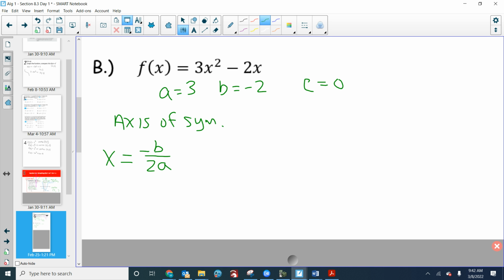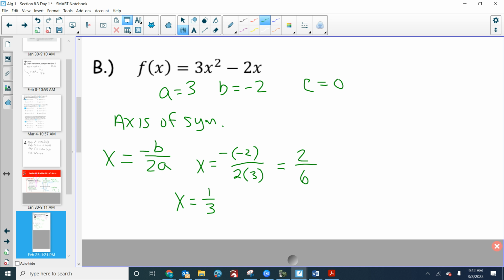Okay, here you've got to be careful. What's b? 2 times a, which is 2 times 3. Guys, what's the opposite of -2? What's 2 times 3? Guys, what is 6 reduced to? Please do not write it as a decimal. Okay? It is this. It is that.